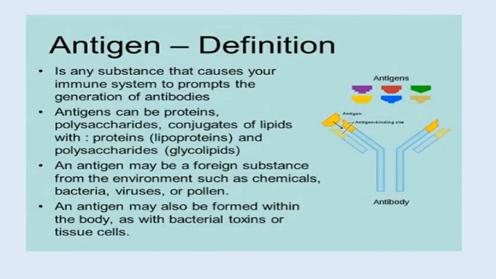So, antigens are basically any substance that causes our immune system to produce antibodies. Antigens can be proteins, polysaccharides, or conjugates of lipids with protein, like lipoprotein, or conjugates of lipids and polysaccharides, like glycolipids. An antigen can be any foreign substance from the environment, like chemicals, bacteria, viruses, or pollen, which induces our immune system to produce antibodies. Antigens may also be formed within the body, as with bacterial toxins or tissue cells.